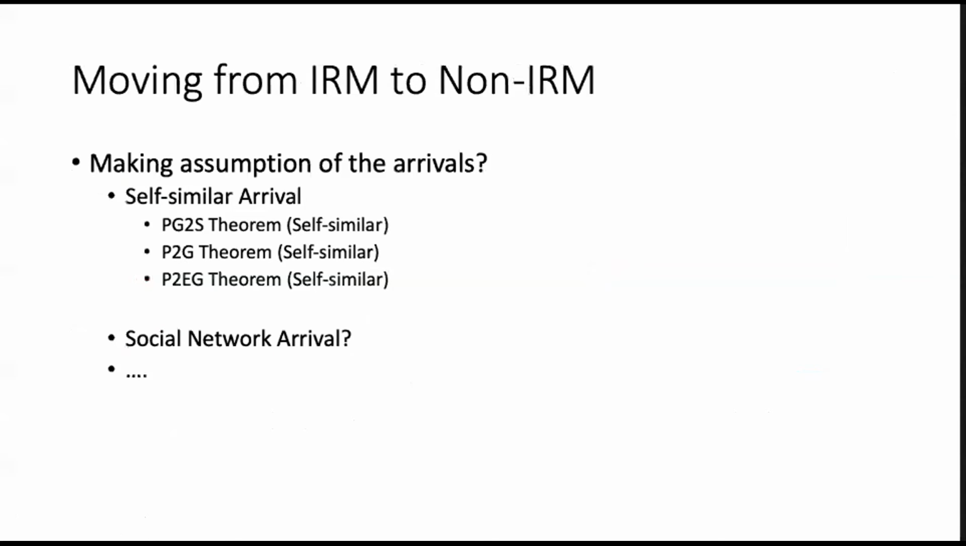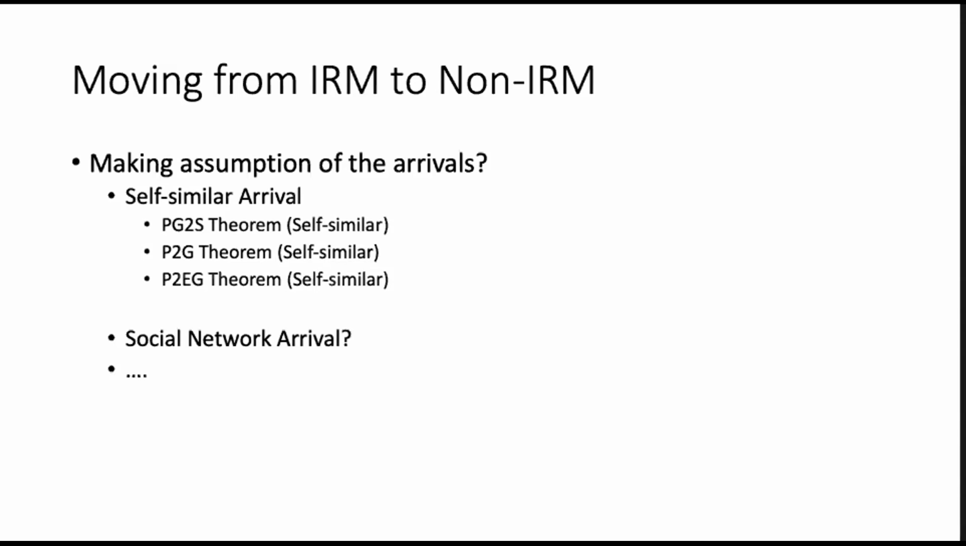The question is, how should we move from IRM to non-IRM? There could be many possible solutions and proposals, and one could propose different solutions for different specific correlations. For example, we can make assumptions about the arrivals of the sequences, such as assuming that the references are self-similar. Similarly, we can prove a PG2S theorem for self-similar arrival, a P2G theorem for self-similar arrival, a P2EG theorem for self-similar arrival, and so on and so forth.